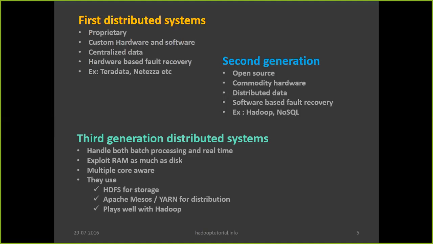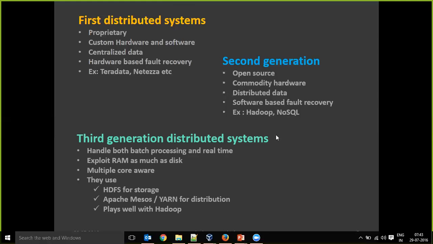So, Shiva, can I interrupt you? Can I ask you a question? Yes, no problem. So when we are talking about second generation and third generation, the reason why we moved to the second generation is, first, cost, because Netezza appliances are really expensive, and second, scalability. Right. So when we are talking about third generation distributed systems, then we are again bringing in the concept of high memory, right? Correct. So again, they eliminate the concept of commodity hardware, right?